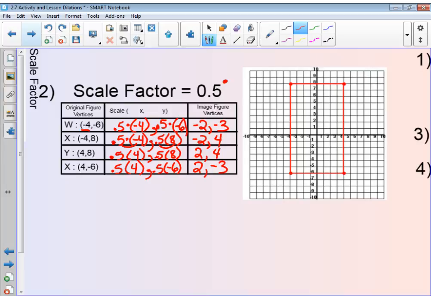Once again, if you're not comfortable with integers, pull your calculator out. I'm not checking your ability to work with integers in this lesson. I want to see that you can enlarge and reduce a figure.